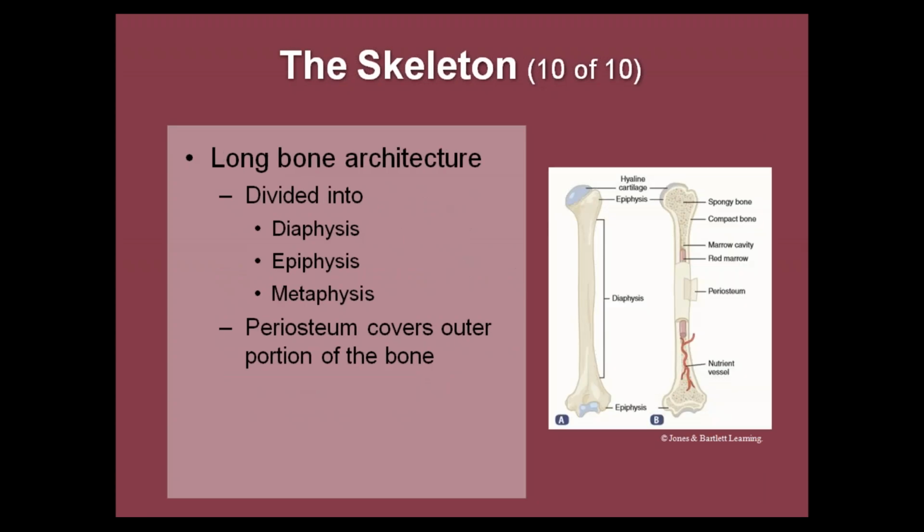Long bone architecture is divided into the diaphysis, epiphysis, and the metaphysis. You've got those three points. Periosteum covers the outer portion of the bone. It's important to understand. So there's the shaft, and you have the tips of the bone, and you have the section that connects the tip of the bone to the shaft of the bone. There you go.